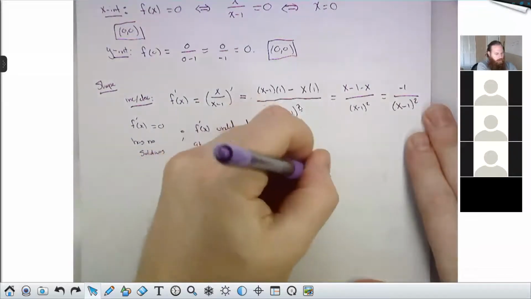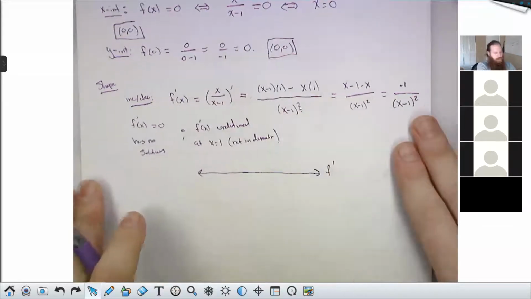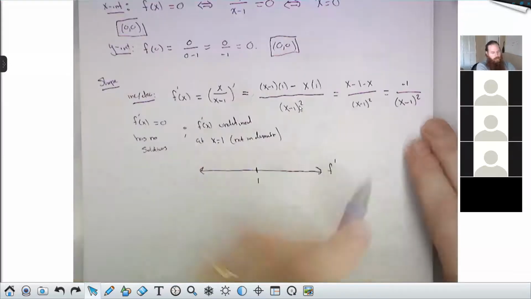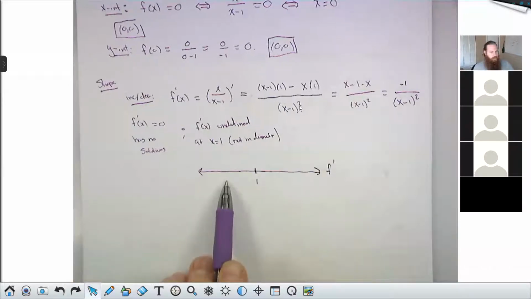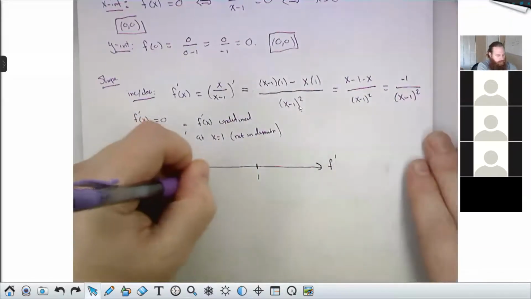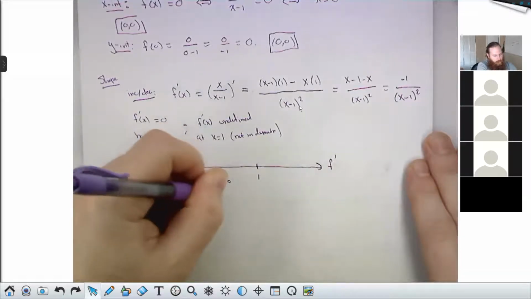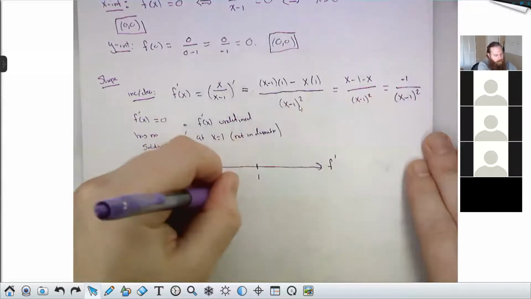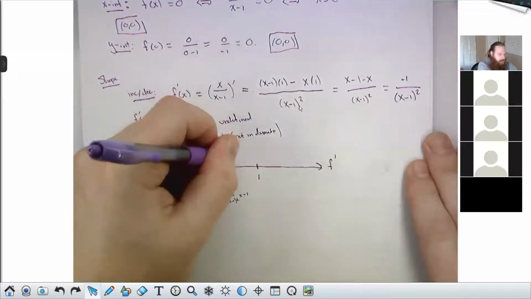We can make our number line for f prime. The only thing that makes sense to put on here is the number one, because that's the only place where this function is zero or undefined. I don't expect it to be a min or a max, but it's nice to know where f is increasing and decreasing. So let's test a point to the left of one, and we'll test a point to the right of one. If I test x equals zero, f prime of zero is negative one over zero minus one squared, which is negative one. That's definitely negative.